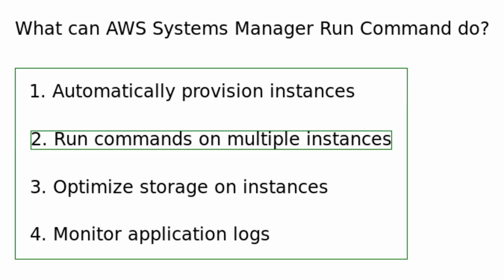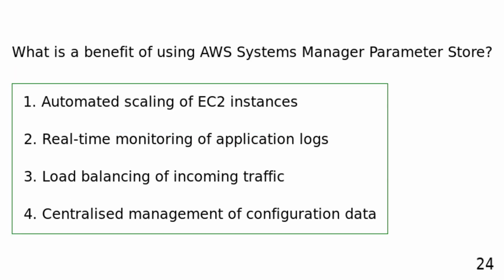Run command in AWS Systems Manager enables you to run commands on multiple instances simultaneously, streamlining operational tasks across your fleet of instances. What is a benefit of using AWS Systems Manager Parameter Store? Automated scaling of EC2 instances. Real-time monitoring of application logs. Load balancing of incoming traffic. Centralized management of configuration data.